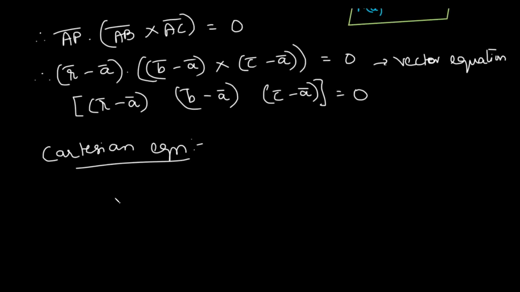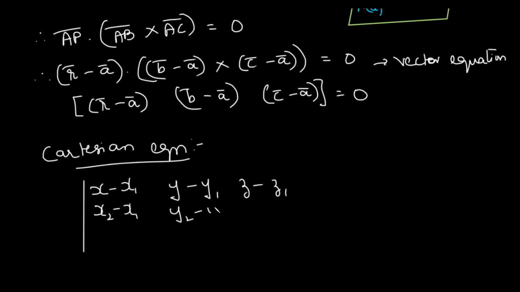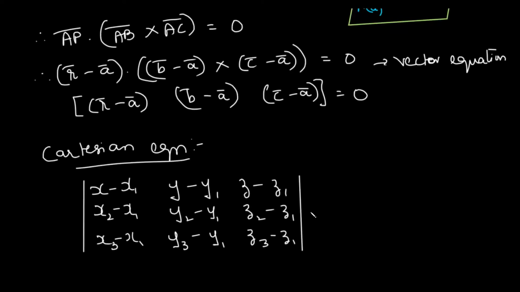Now the Cartesian equation is given this way: the determinant with rows x minus x1, y minus y1, z minus z1; x2 minus x1, y2 minus y1, z2 minus z1; and x3 minus x1, y3 minus y1, z3 minus z1 becomes 0, where x1, y1, z1 are the coordinates of point A, x2, y2, z2 are the coordinates of point B, and x3, y3, z3 are those of C. So thus we have learned the vector equation and the Cartesian equation of the plane passing through three non-collinear points.